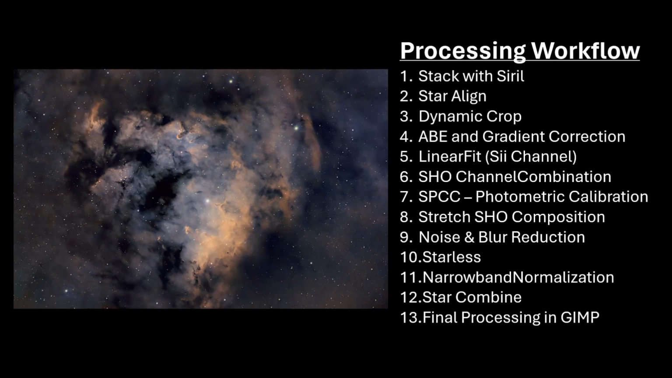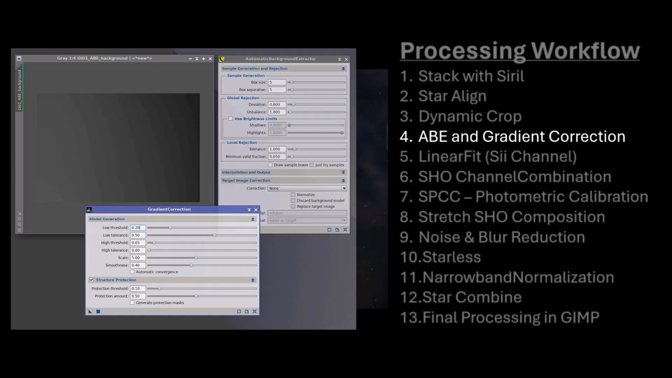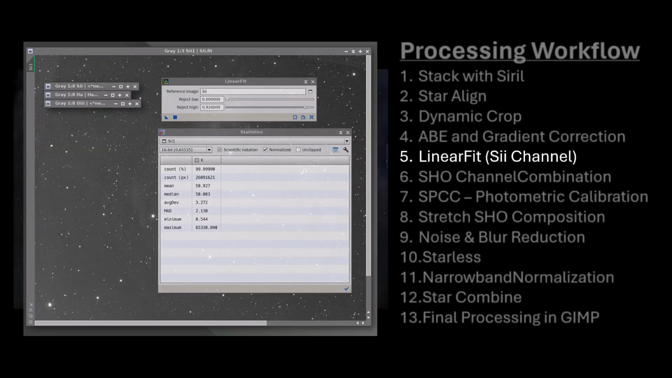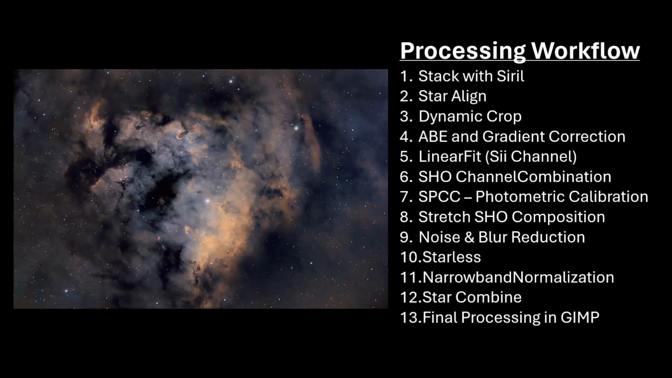For this image, I did an automatic background extraction and a gradient correction. Remember, I was dealing with a full moon, so I felt that these two processes would neutralize the background for me, and they did an excellent job. Now, I chose to combine these in the linear state, so the non-stretched state, and when doing that with narrowband images or RGB images for that matter, you should run a linear fit against the channels. I did so using the sulfur channel as my reference. It was the least strong signal, so everything was fit against the sulfur channel.